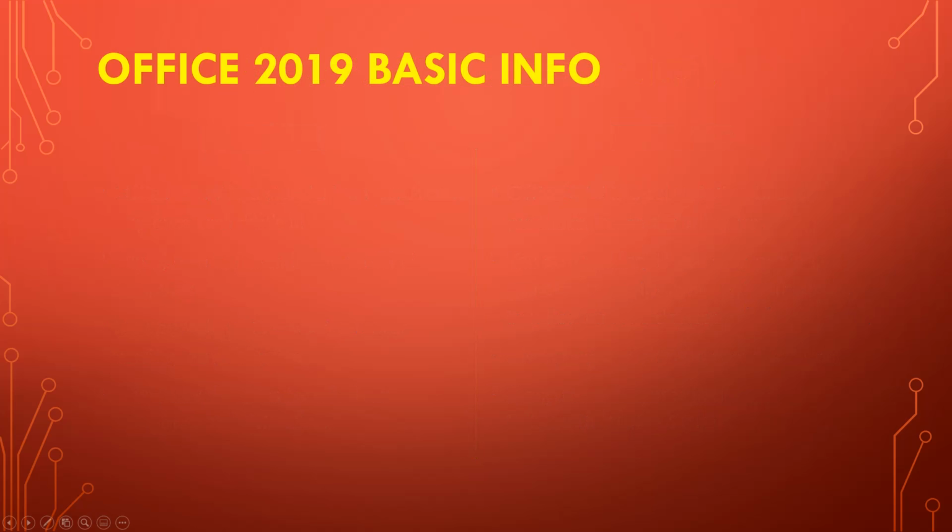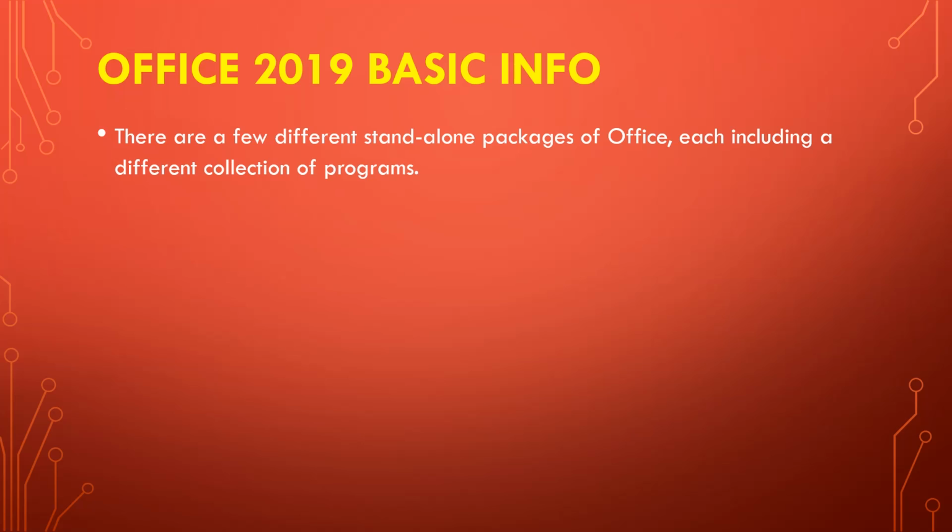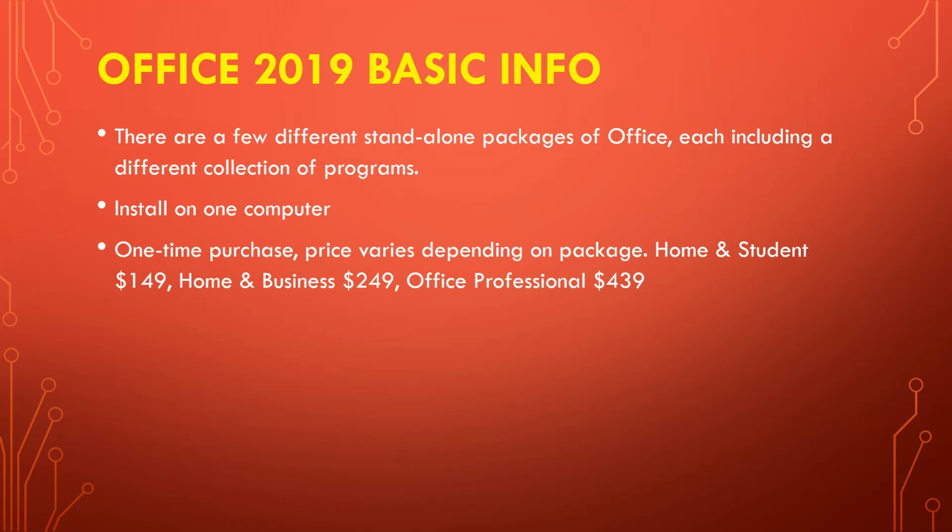So here's some basic info on Office 2019. There are a few different standalone packages of Office, and each include a different collection of programs. So you can choose which one has the programs that you're interested in and buy that. You're able to install it on one computer and one computer only. It's a one-time purchase, and the price varies depending on the package that you choose.